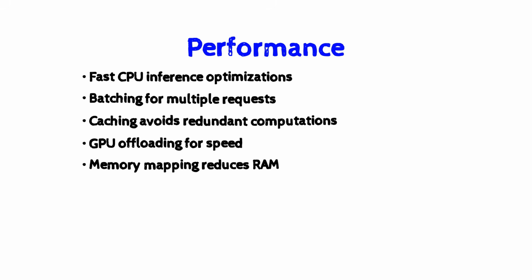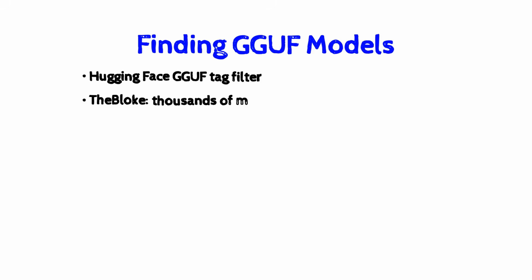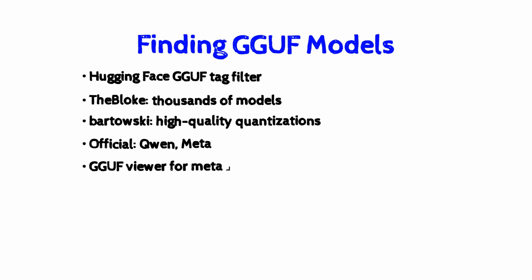Finding GGUF models is easy thanks to Hugging Face's GGUF tag system. You can browse all models with GGUF files by filtering by the GGUF tag on Hugging Face. Popular sources include TheBloke, who maintains thousands of quantized models, and Bartowski, known for high-quality quantizations. Official sources like Qwen and Meta also provide GGUF versions of their models. Look for files ending in .gguf with a quantization suffix like q4_k_m.gguf. The Hugging Face GGUF viewer lets you inspect metadata and tensor information before downloading.